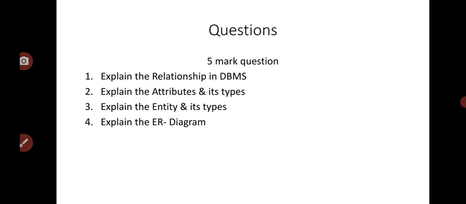So in this session, five more questions will be asked based upon the topics that we discussed. The types of questions are: explain the relationship in database management system, explain the attributes and its types, explain the entity and its types, explain the ER diagram.